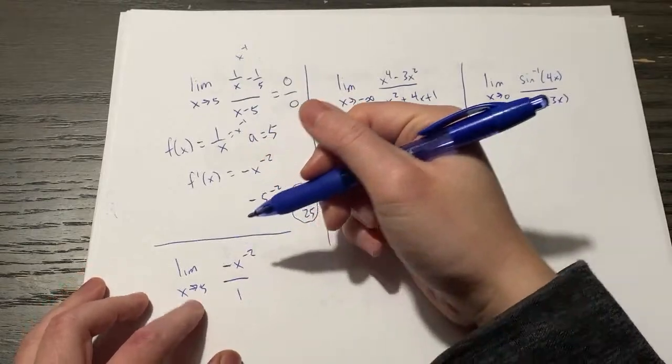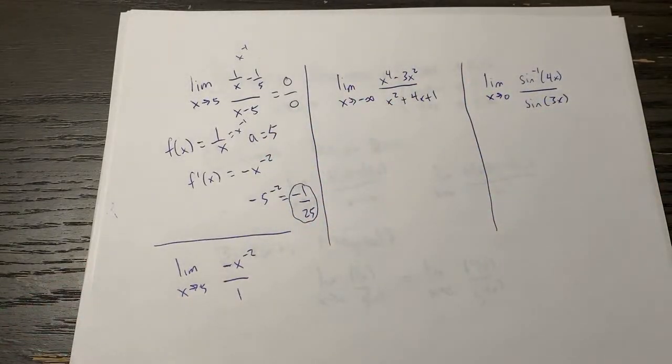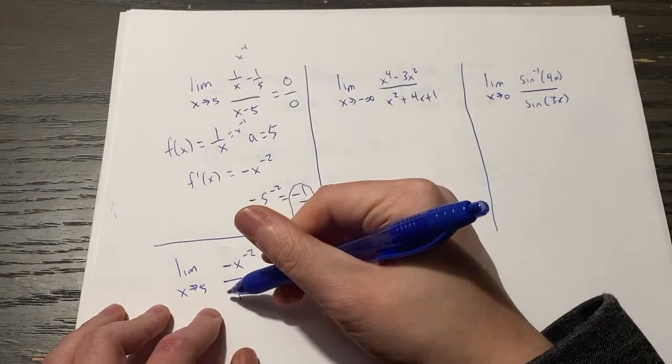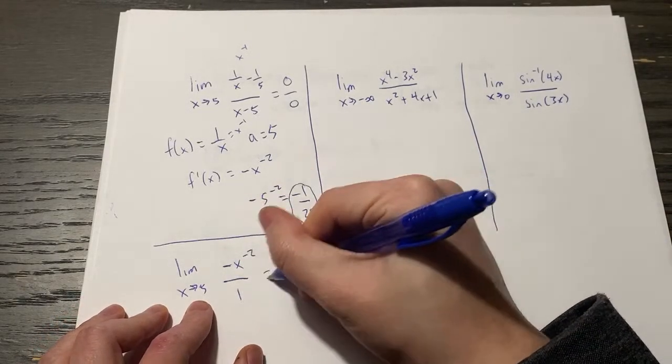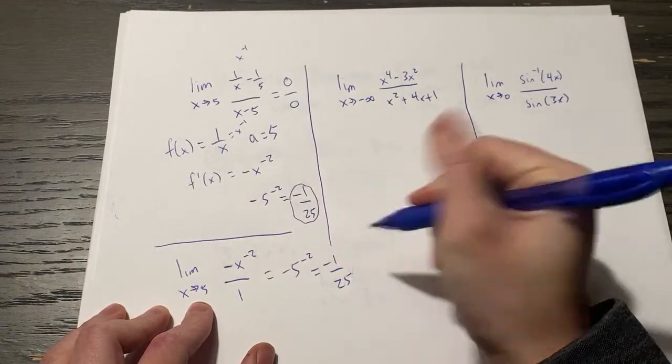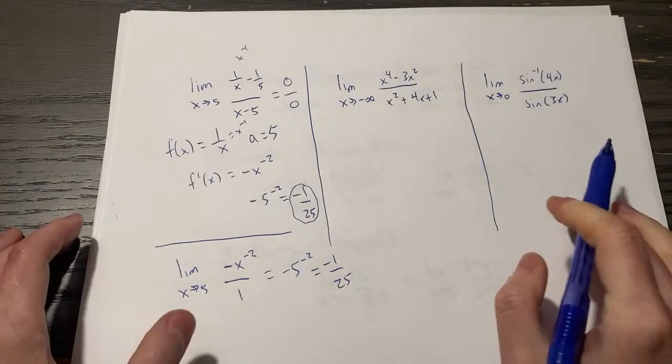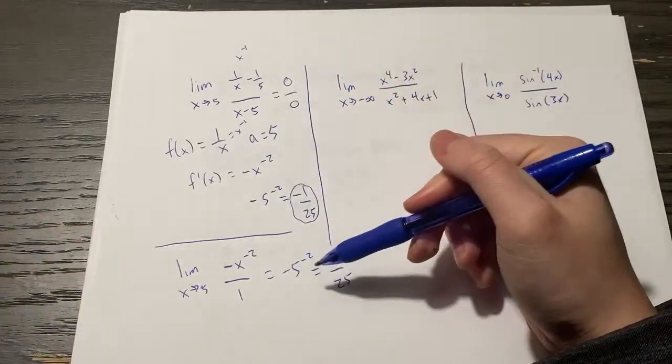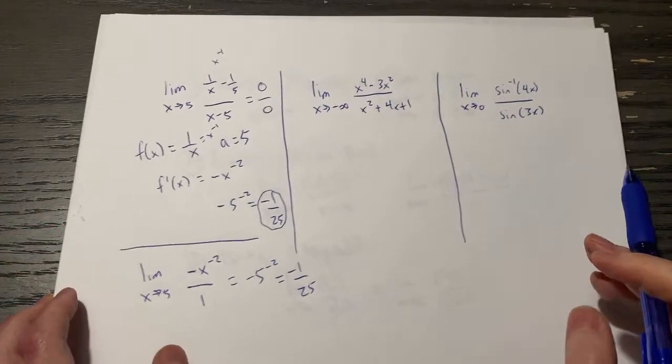When you do L'Hopital, remember that any limit should have no x's in the answer, because you still have to plug in the number. I'm going to plug in 5, and I'm going to get the same thing, negative 5 to the negative 2, which is negative 1 over 25. So that's a pretty classic example of a definition of derivative question, which you can also L'Hopital. Let's move on to this middle one.